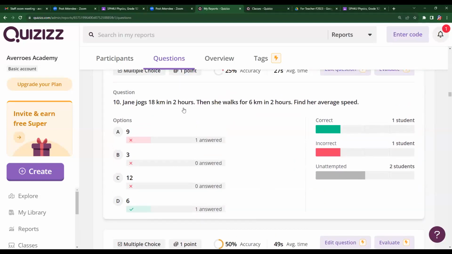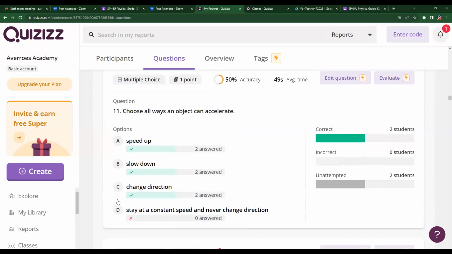You have distance and time. Somebody is jogging, and then the person is walking. How to get average speed? Average speed is total distance over total time. So 18 plus 6 is 24, and 24 divided by 4 gives you 6. Total distance over total time.